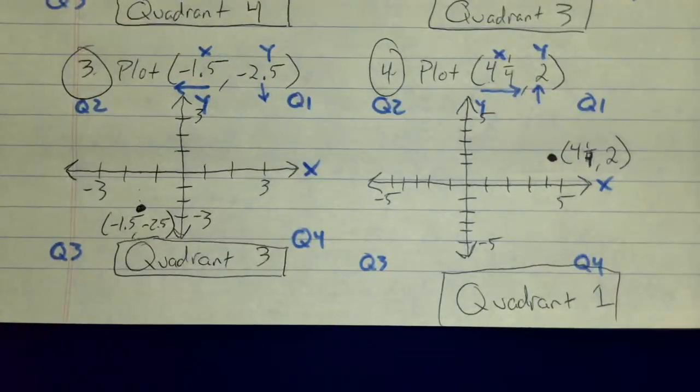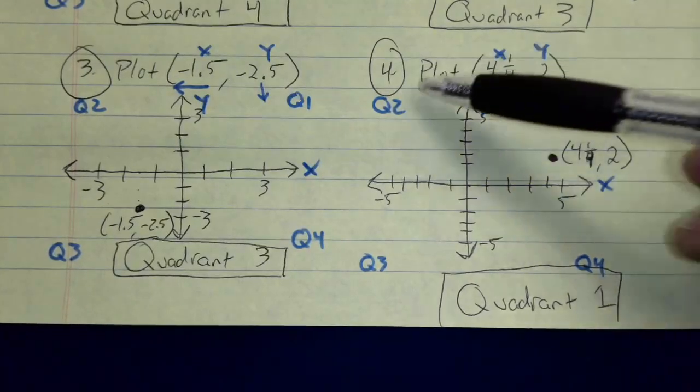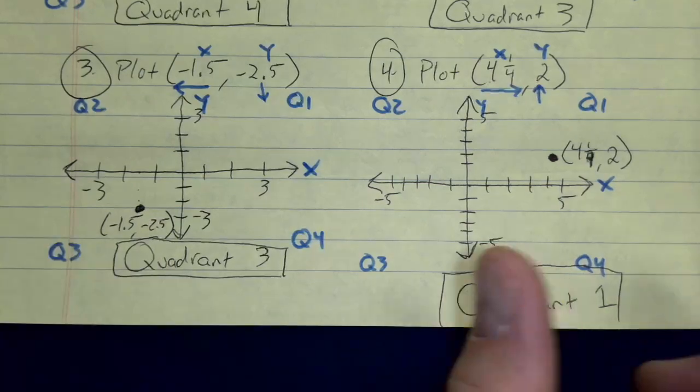So when you're looking at this, having your arrows, your X, your Y, and your quadrants all labeled will help you get to the right answer. I'm going to have you try numbers 5, 6, and 7 on your own.